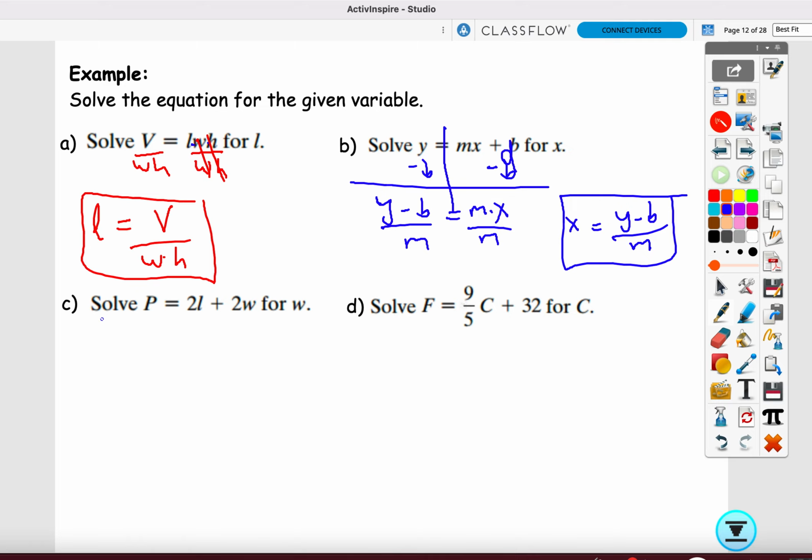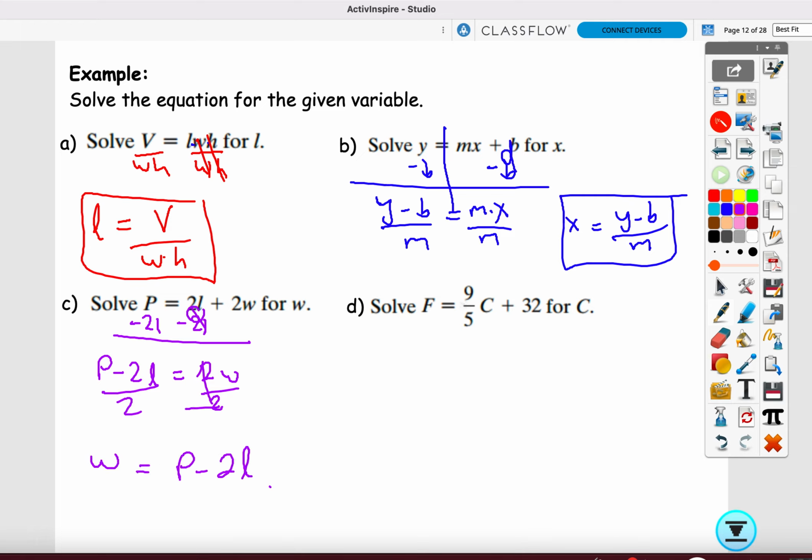So perimeter, look at C. Solve P equals 2L plus 2W for W. So that we're going to get W by itself, right? Since 2L is positive, I'm going to go ahead and subtract it. So it'll be minus 2L, and I'm going to do that on the other side over here. This becomes 0, but I get perimeter minus 2L is equal to 2W. I want to get W by itself, so I'm going to divide both sides by 2. Then the width is the perimeter minus 2 times the length, over 2. And we're done.